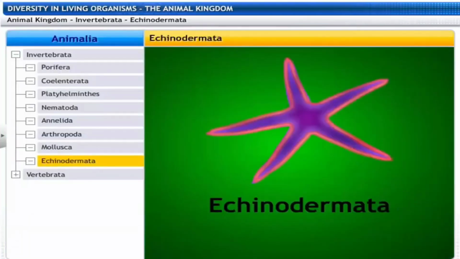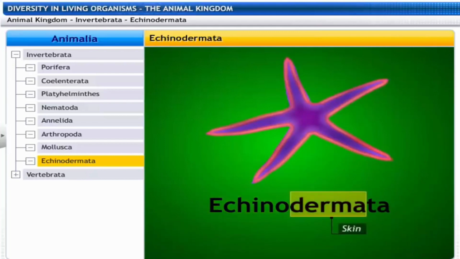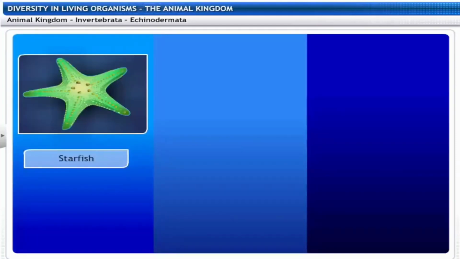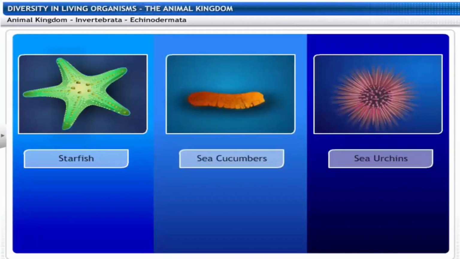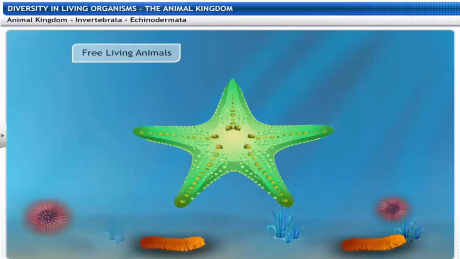Echinodermata are spiny-skinned organisms and get their name from the Greek words echinos, meaning protective spines, and derma, meaning skin. The phylum Echinodermata includes starfish, sea cucumbers, and sea urchins. Echinoderms are exclusively free-living and they are marine animals. The skeletons of echinoderms are made of hard calcium carbonate.